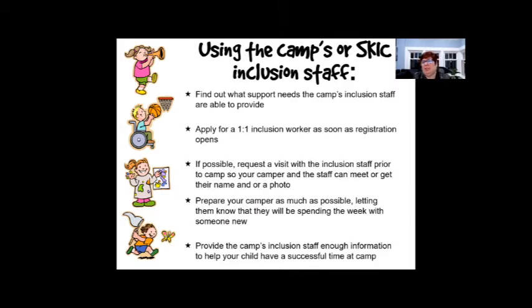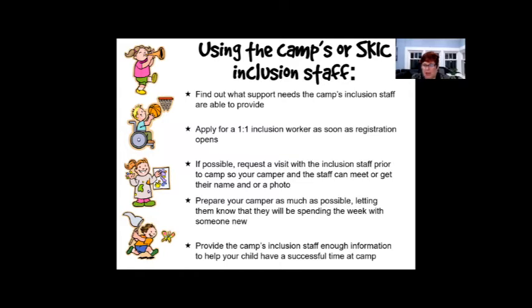So if you're using the camp or SCIC, the Supporting Kids in Camp inclusion staff, the first thing you want to know is what the camp's inclusion staff are able to provide. And when I say that, some inclusion camps will provide personal support needs, personal care needs, and some camps' inclusion staff will not. So if your child needs help with toileting or diaper changing, that kind of thing, you need to find out if the camp does that. You're going to apply for your worker, if the camp provides it, as soon as registration opens, if it's a camp inclusion staff.